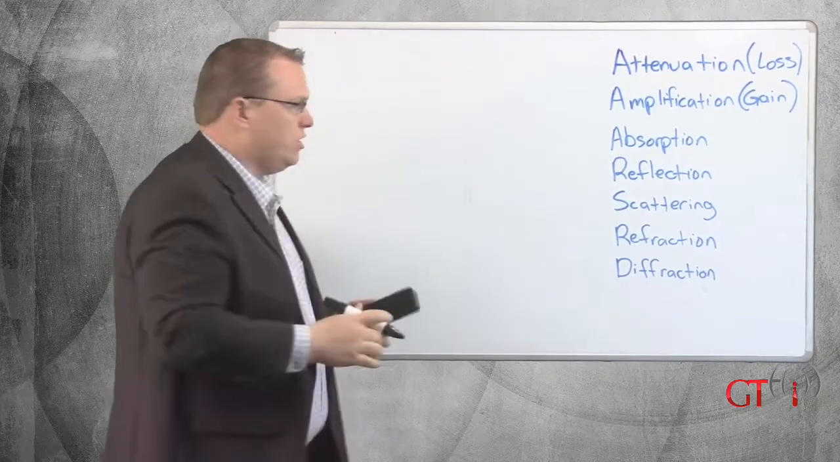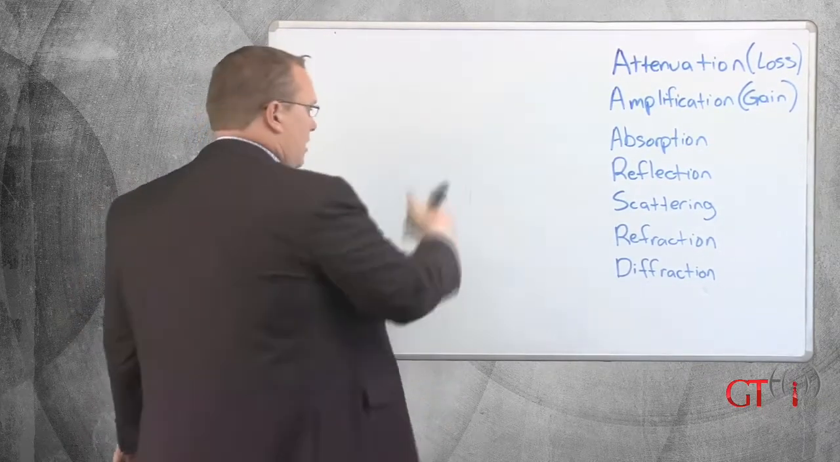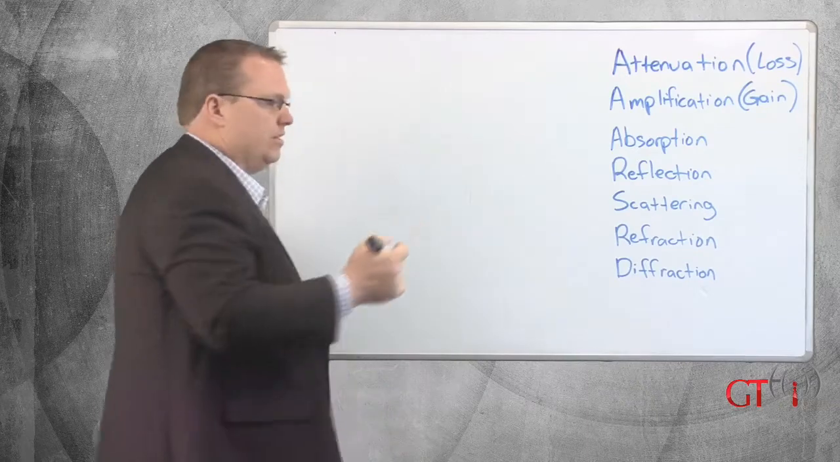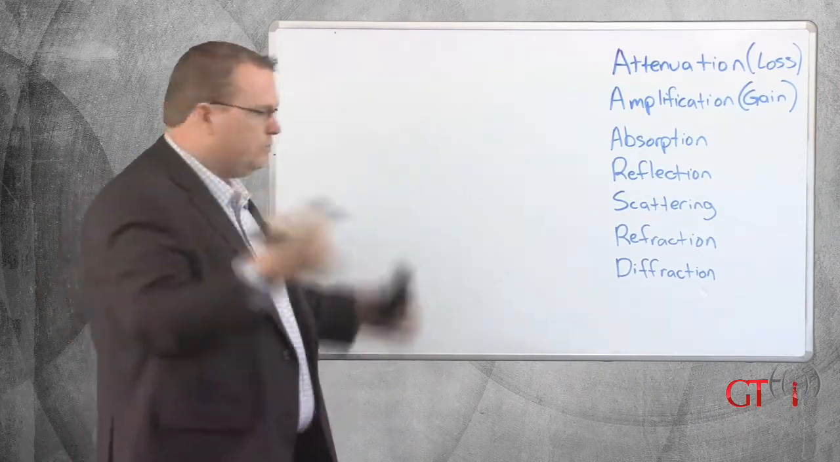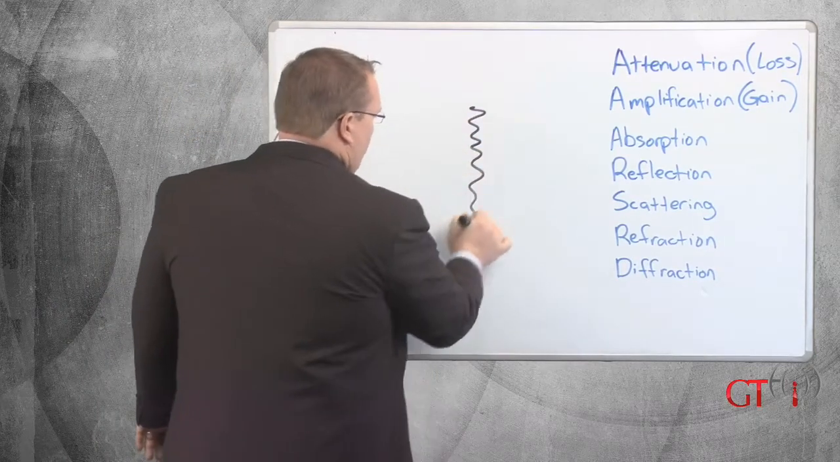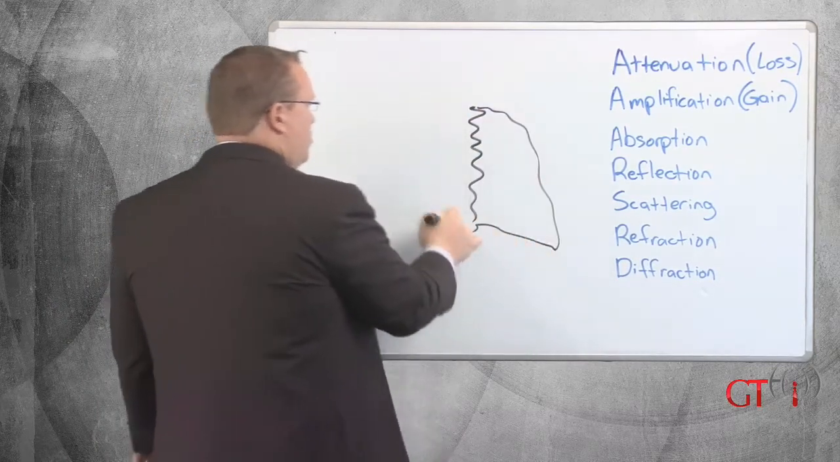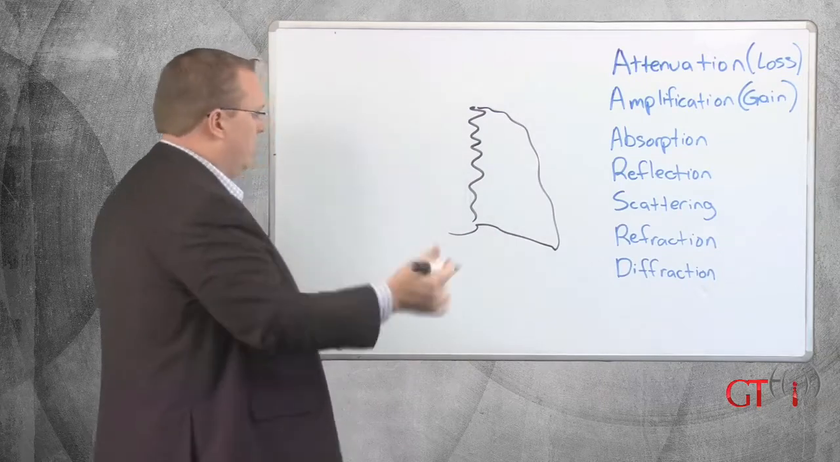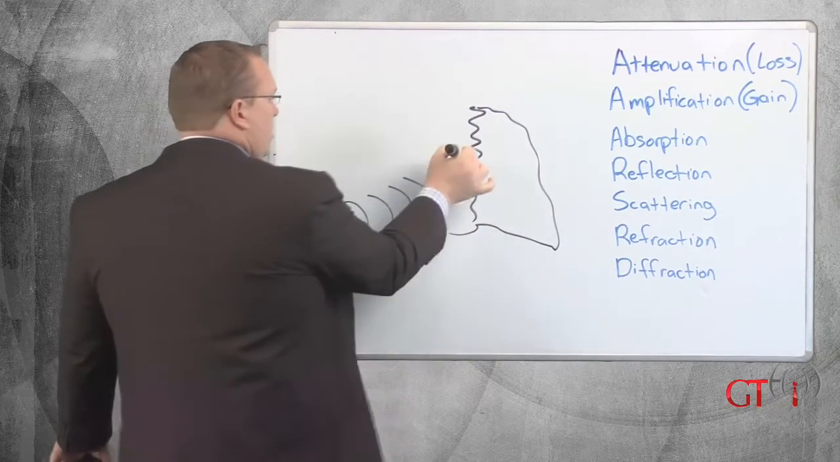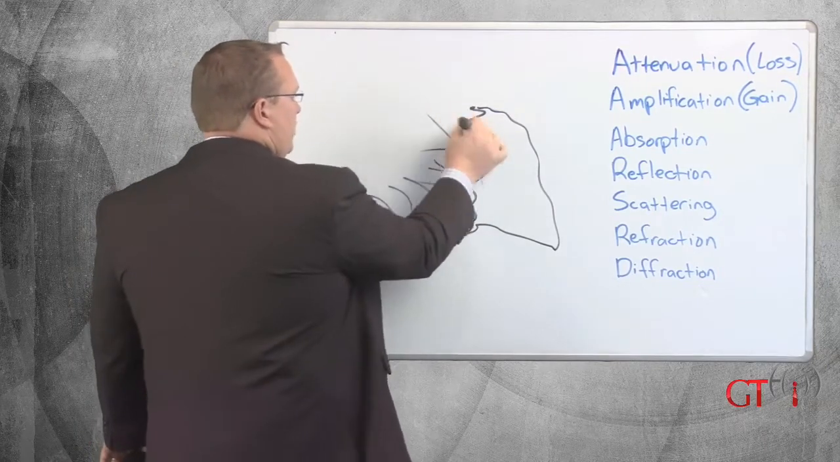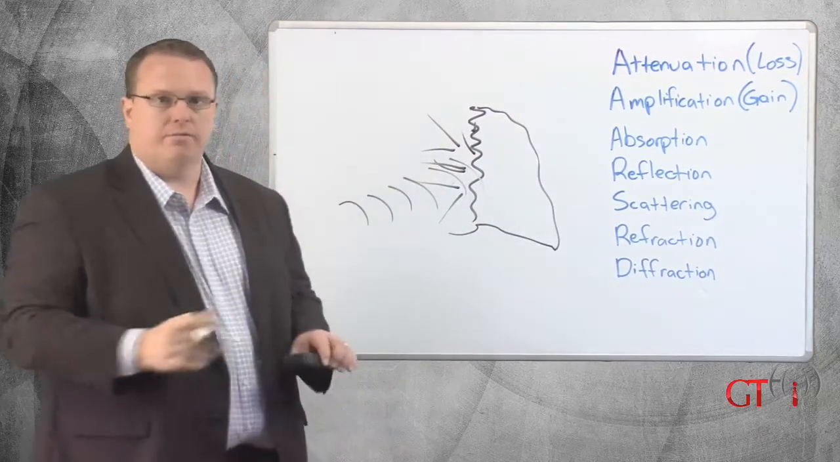Scattering is just multiple reflections. I don't know a great example of this. Let's say you have rocks. I don't know why you'd be shooting signal into rocks, but let's just say you do. You have some sort of rock formation. Signal hits that rock formation. What is going to happen? Multiple little reflections. We call that scattering.